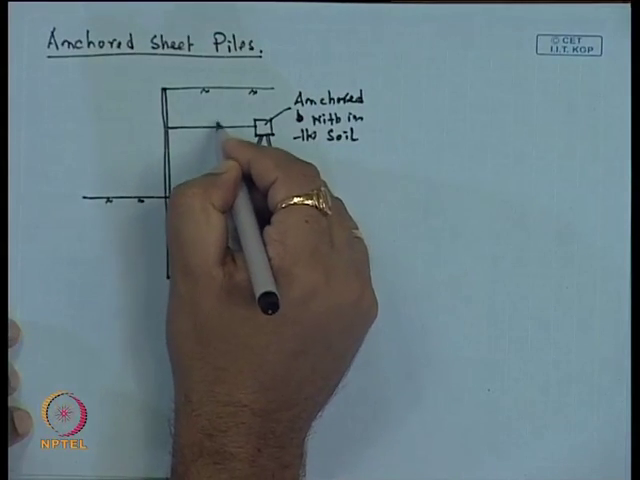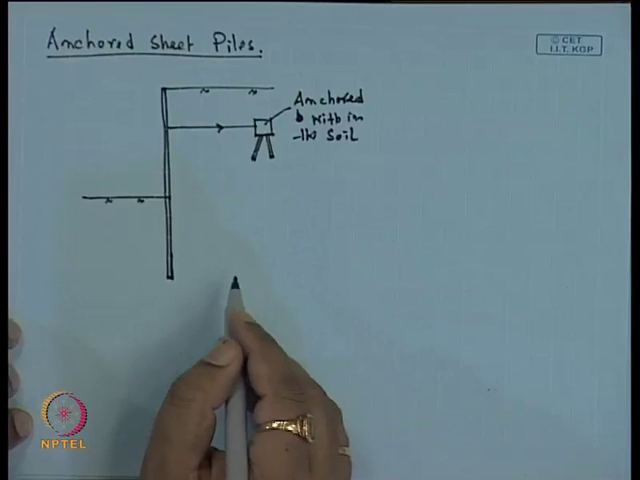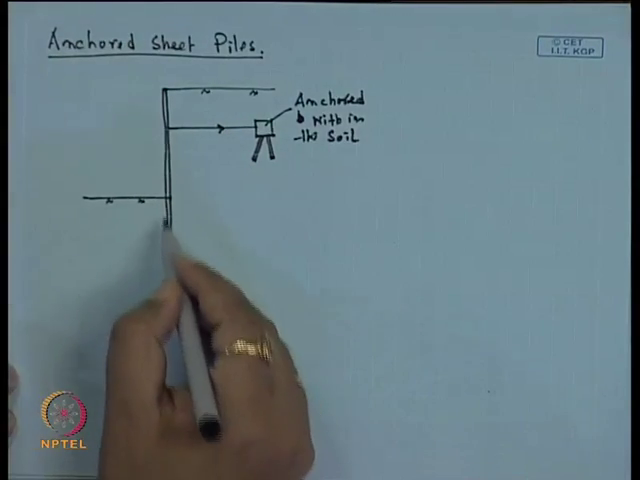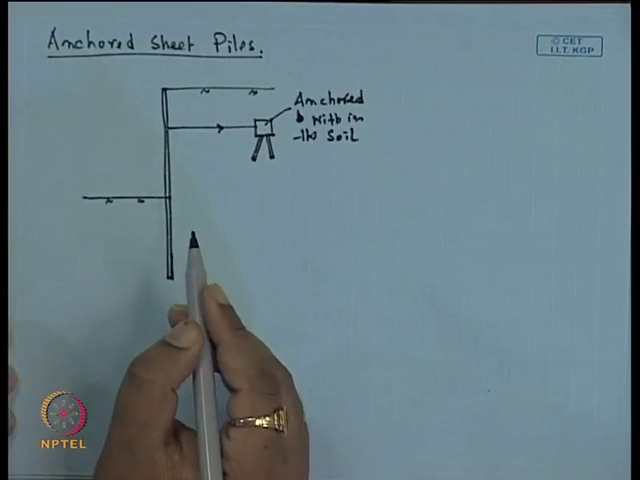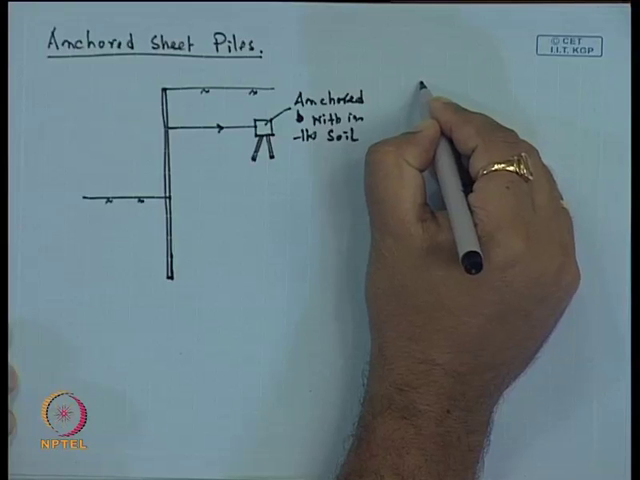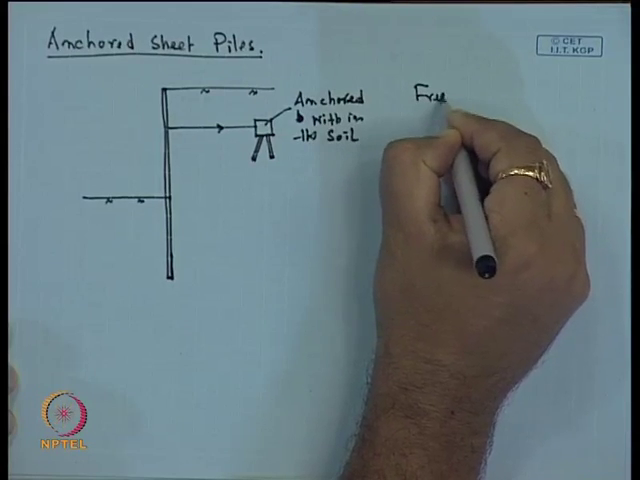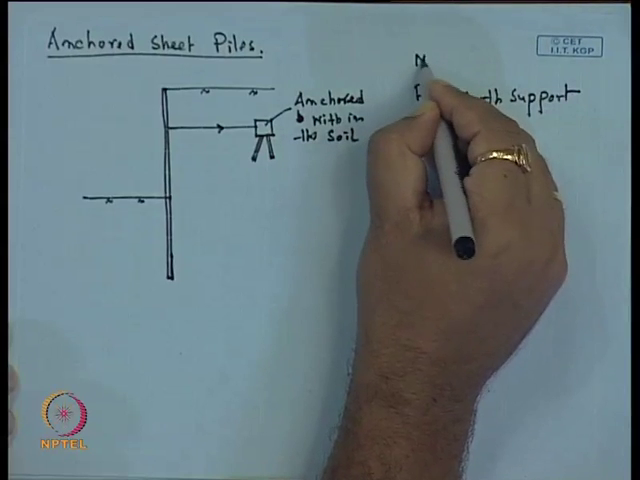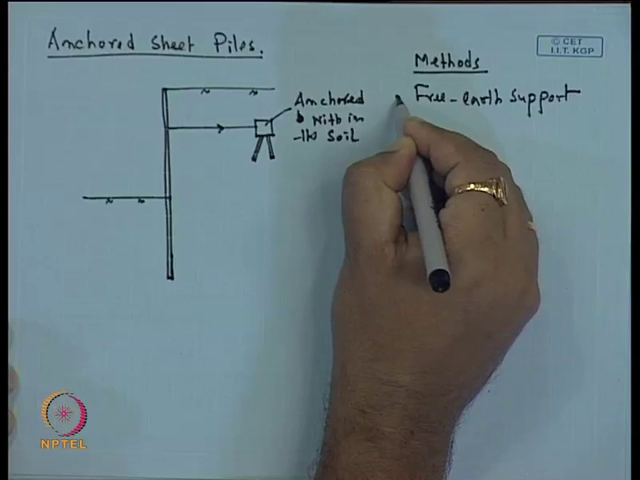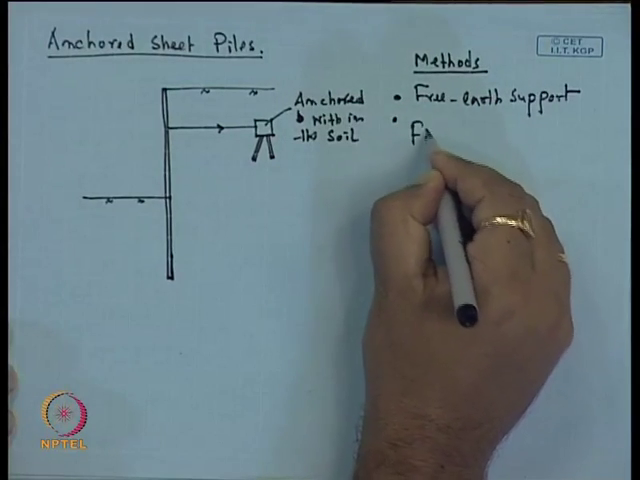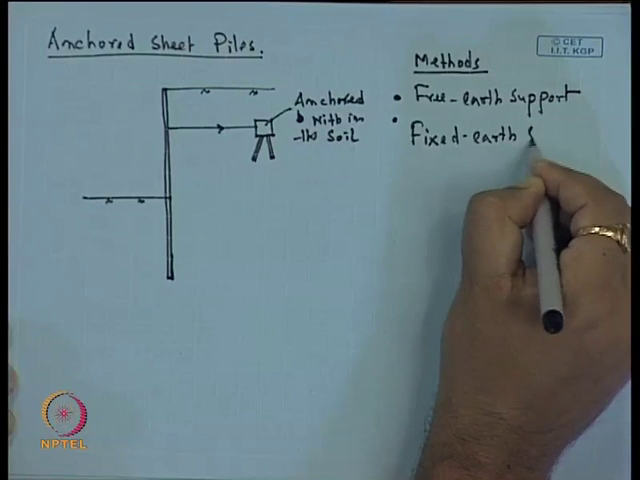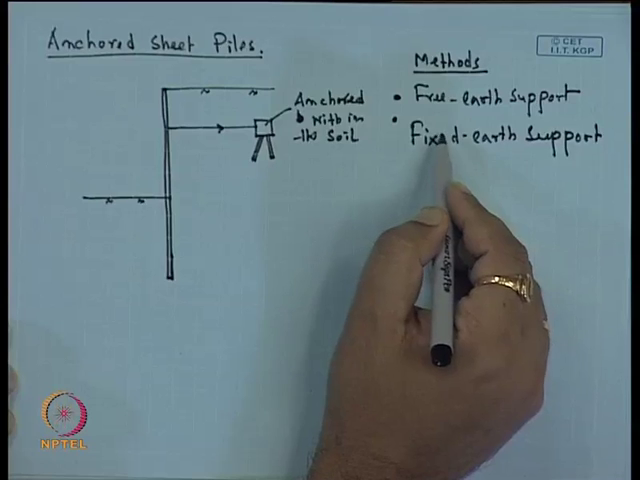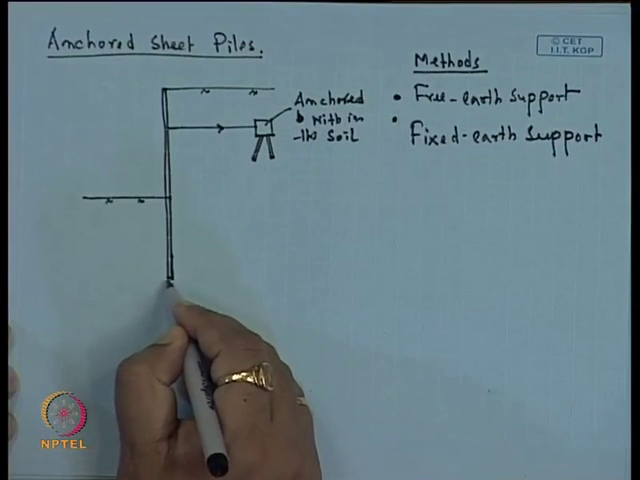That means additional tension or force is applied. When we do the analysis, similar to the cantilever sheet pile, we have to determine the required depth of the sheet pile below the dredge level. This is the dredge level. Here, two methods are applied. One is the free earth support method, another is the fixed earth support method. These are the analysis methods. In the free earth support method, we assume that this end is free.